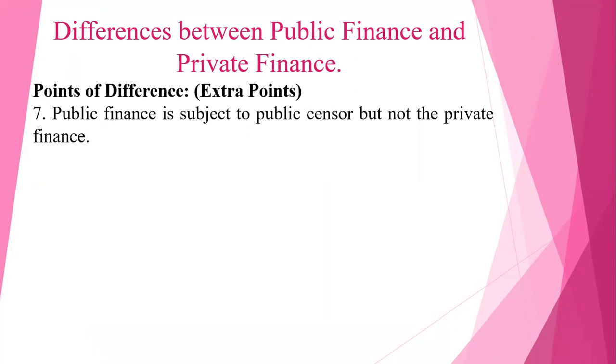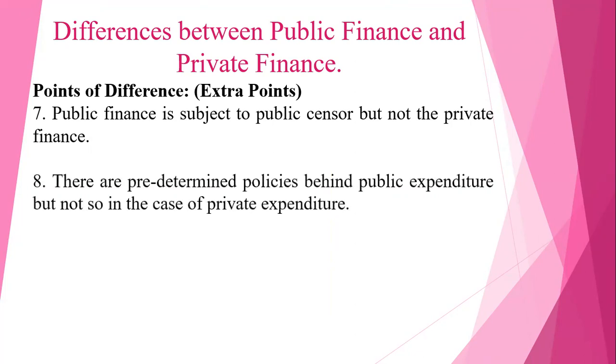A complete secrecy may be maintained by an individual regarding his income and savings, but the government records are furnished to let the people see through the disparity of expenditure. The public is entitled to know and criticize, and the press is free to comment on public finance outlays, its drawbacks and failures. Now, point number 8.